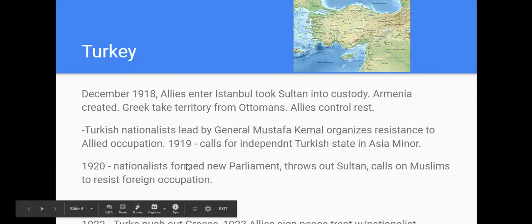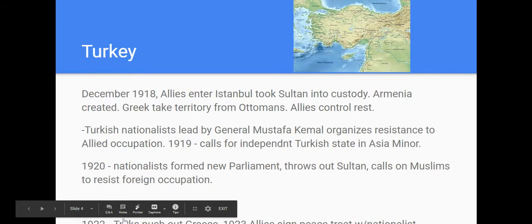In the 1920s, those Turkish nationalists form a new parliament, throw out the Sultan, and call on Muslims to resist foreign occupation. And so in this part of the world, the powerful people will frequently use religious identity because there are a lot of Muslims in this part of the world. And the idea is that you can use this distinction between religions to call on Muslims to resist Westerners who are thought of to be Christians.